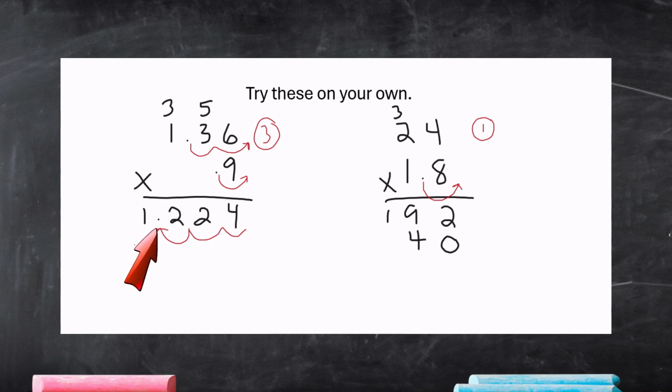1 times 4 is 4, and 1 times 2 is 2. Then we add these 2 up, and 2 and nothing is 2. 9 and 4 is 13, and 1, 1, and 2 is 4. And this time we only have to bring the decimal back one more time. So our answer is 43.2.